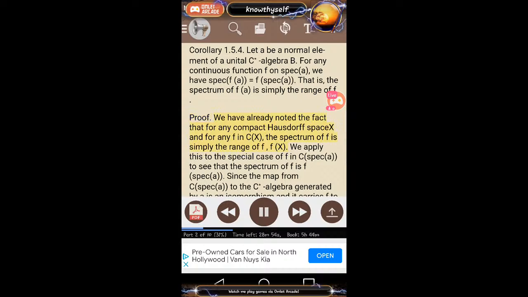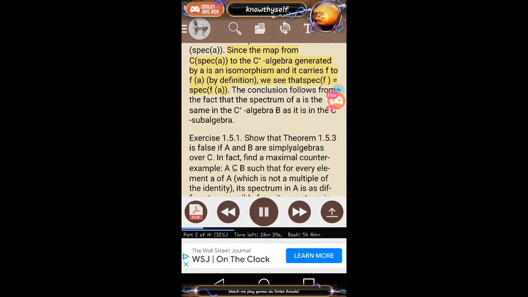Proof. We have already noted the fact that for any compact Hausdorff space X and for any f in C(X), the spectrum of f is simply the range of f. We apply this to the special case of f in C(spec A) to see that the spectrum of f is f(spec A). Since the map from C(spec A) to the C*-algebra generated by A is an isomorphism and it carries f to f(A), by definition, we see that spec f equals spec f(A). The conclusion follows from the fact that the spectrum of A is the same in the C*-algebra B as it is in the C*-subalgebra.